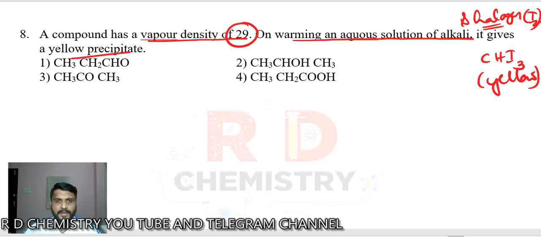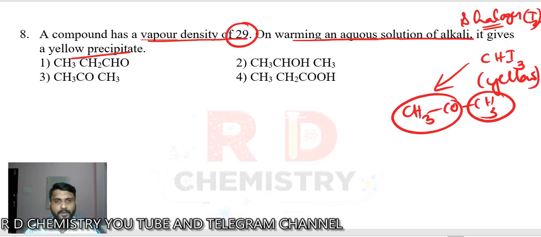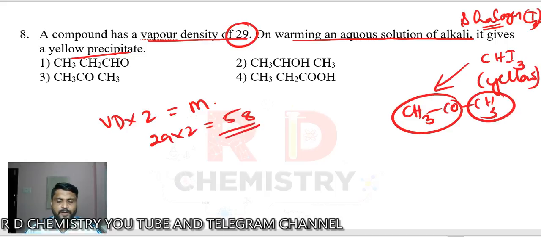Vapor density is 29. And you know that to answer the iodoform reaction, the compound must contain the CH3CO group together with any other R group. Okay. Now, vapor density into 2 is equal to molecular mass. That means 29 into 2 is equal to 58. So 58 molecular mass should be there and they should have CH3CO together. Right?